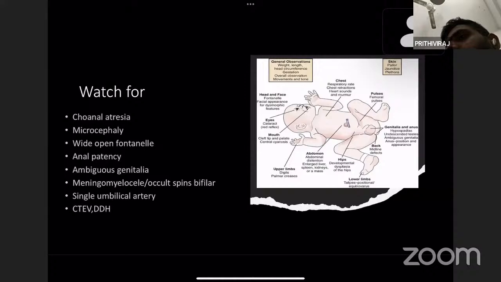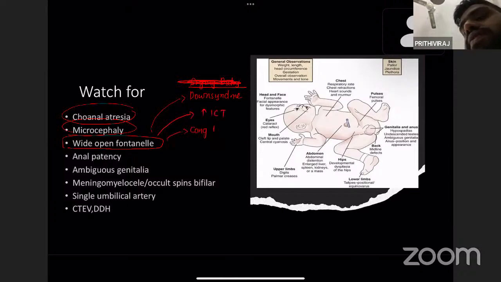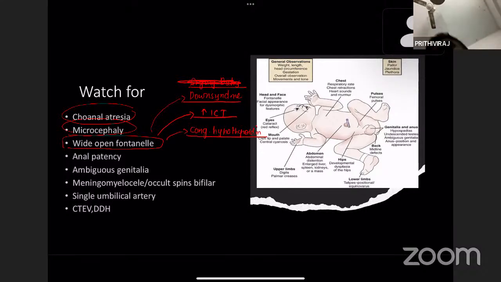So in any baby, when you do the head-to-toe examination, you have to look for choanal atresia, microcephaly, wide open fontanelle. Wide open fontanelle is seen in which other condition? Very good, Down syndrome. Yeah, a crying baby is the most common. When your baby is crying and you are seeing the fontanelle, it is tense. Sorry, it's not wide open, I'm very sorry. Wide open fontanelle is seen in Down syndrome, then raised ICT, congenital hypothyroidism. So these are three things you have to look for: Down syndrome, raised ICT, congenital hypothyroidism.